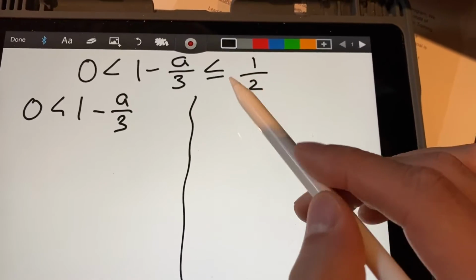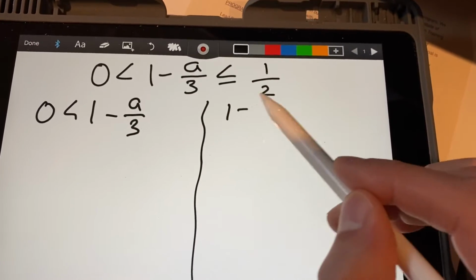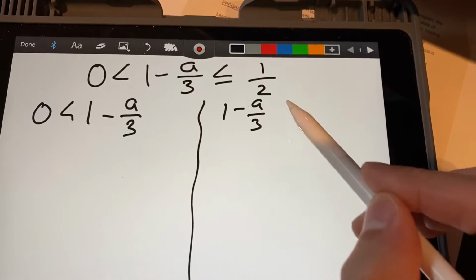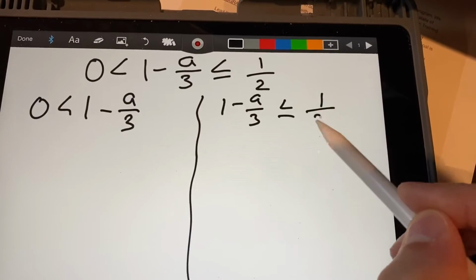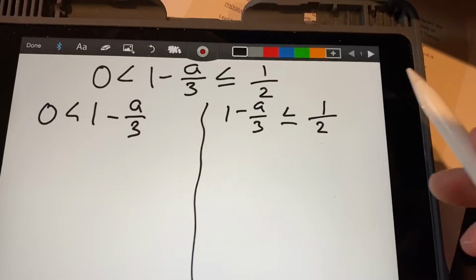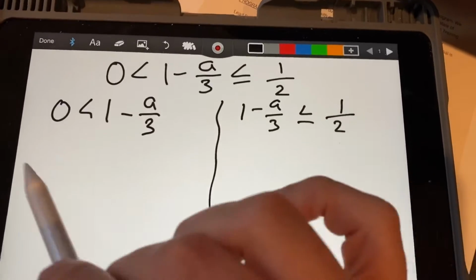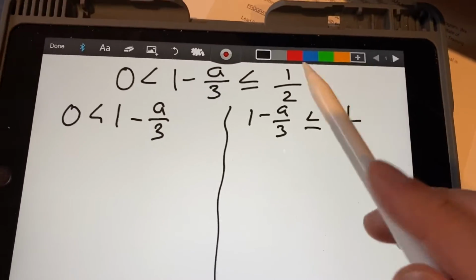So what we're going to do is solve each one of them separately. This opens up the idea of what values of A would work for the first one and what values of A would work for the second one. So let's go ahead and start with that.